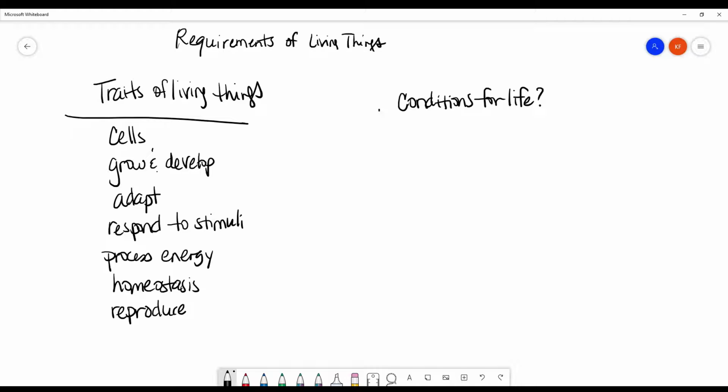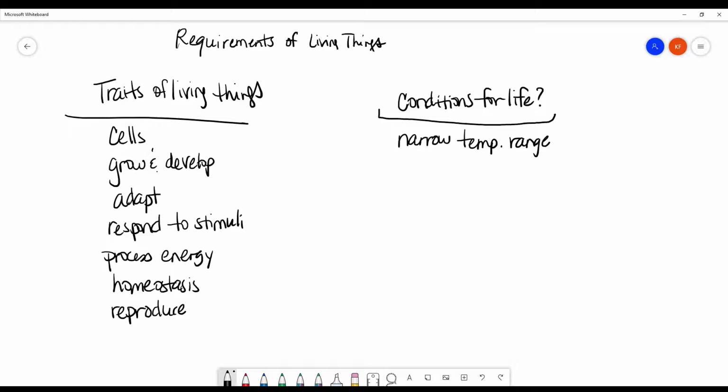So think about what humans need to survive and make a list. What are the conditions for life? Just write them down here. I'll give you a first one as a hint. A moderate or defined temperature range. If it gets too cold, humans will die. Animals will die. Too hot, animals will die. So we need to exist within a certain range of temperatures.